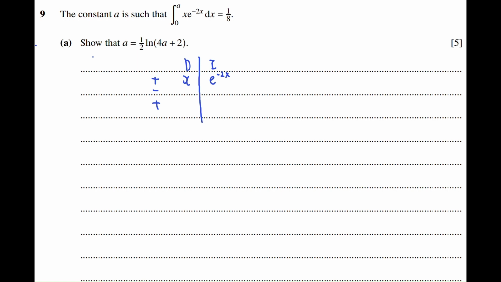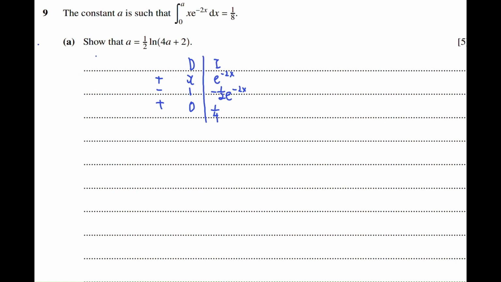When we differentiate x, we will get 1. The next row, you keep differentiating. Differentiate 1, you get 0. And this is the part where we stop. In the integration column, we integrate e to the power of negative 2x, which will give us negative 1 over 2 e to the power of negative 2x. Further integrating it, we will get positive, negative times negative is positive, 1 over 4 e to the power of negative 2x. Now we are ready to write out the integration parts.